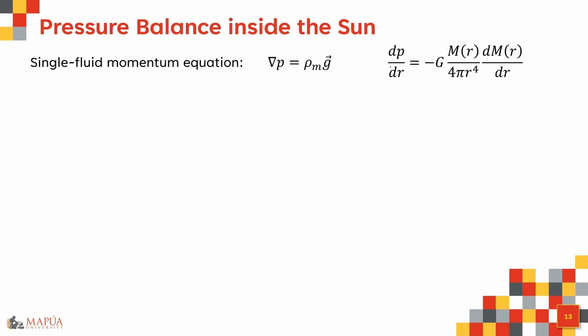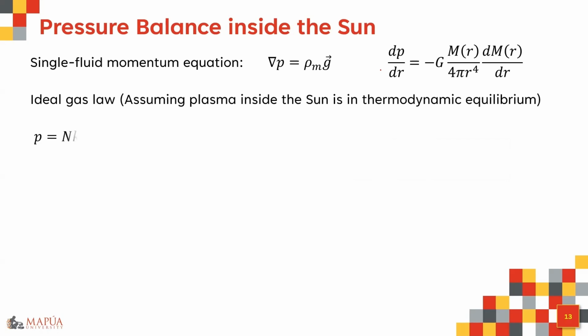So to do this, let's assume that the plasma inside the sun is in thermodynamic equilibrium. So what does it mean? It means that energy exchanges or thermal exchanges between the plasma are very negligible. Okay, and using the ideal gas law, which is P equals NkT, where N is the number density, the number of particles, k is your Boltzmann constant, and T is your temperature at a certain position relative to the center of the sun.